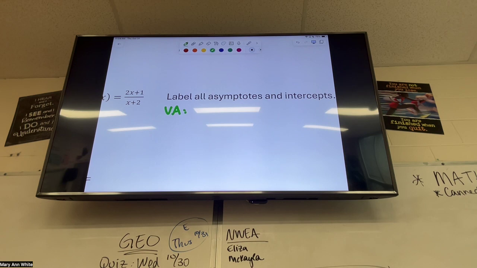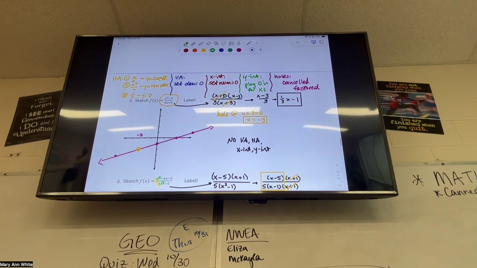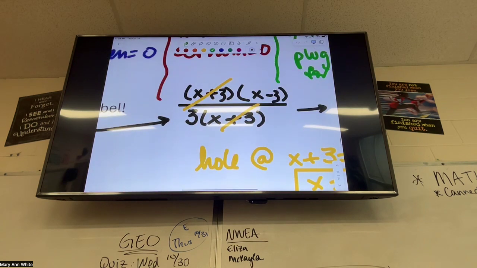Is there a factor on top and bottom here that cancels? No. So on ones that we did yesterday, if you simplified it out like this, if there's a factor on top and bottom, we just cancel.